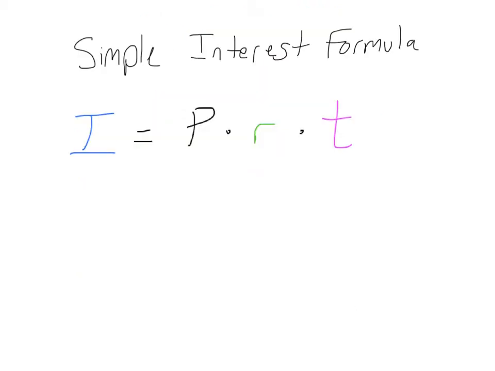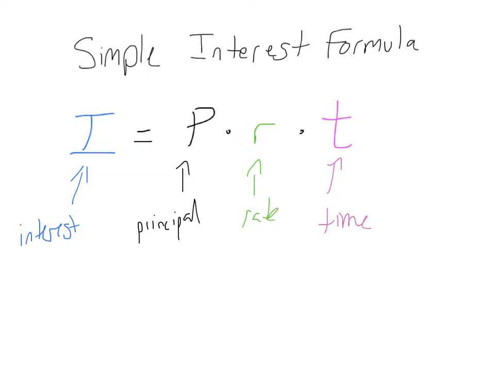So let's talk about simple interest. There's a formula for calculating simple interest, and it's I = PRT. Basically, we're going to refer to it as IPERT. Again, that's for simple interest. I is the interest that you're going to be earning. P is going to be the principal. R is going to be the rate. And T is going to be the time that it sits in the account, calculated in years.